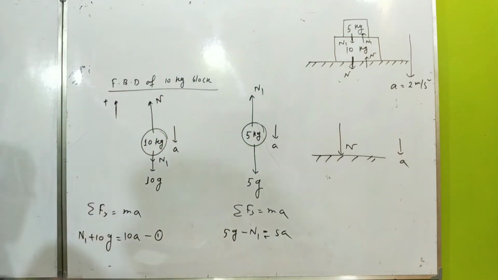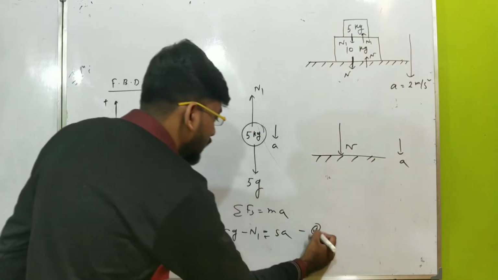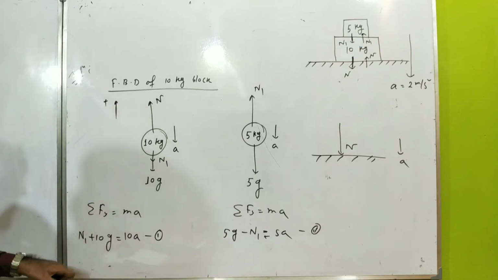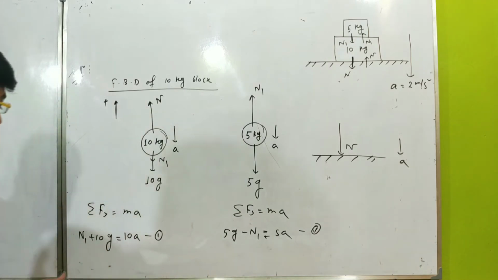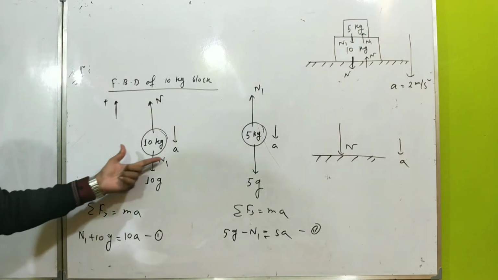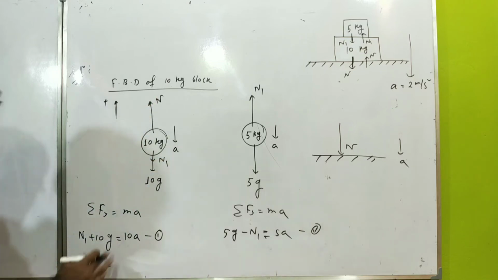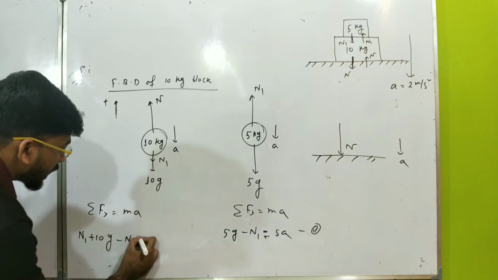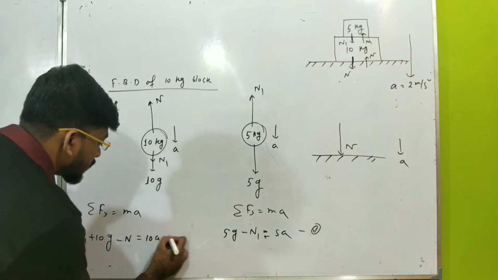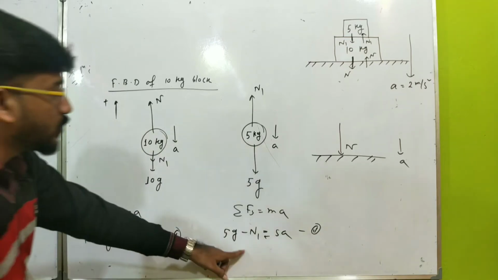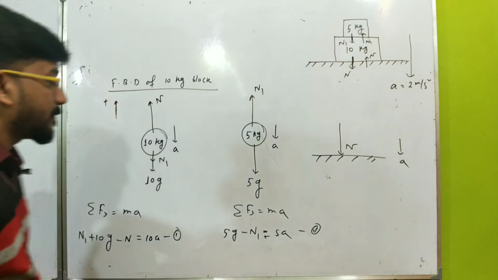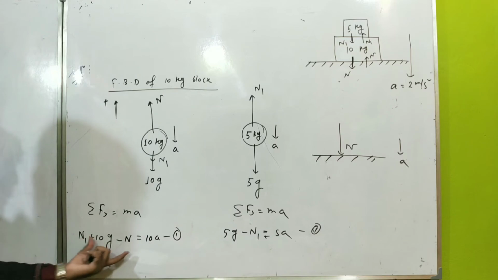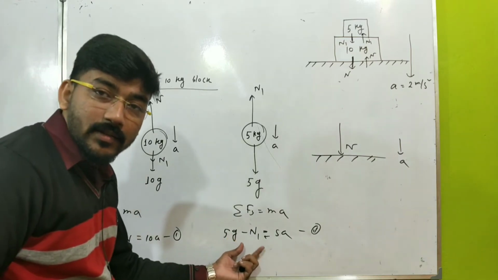We have two equations and two unknowns, that is N1 and N. Sorry, in this equation, N1 plus 10g minus N, that should be minus N, because in the upward direction there is a force N, so it will be minus N is equal to 10a. So this is our equation 1, and this is our equation 2, that is 5g minus N1 is equal to 5a. And we have two unknowns, N1 and N.